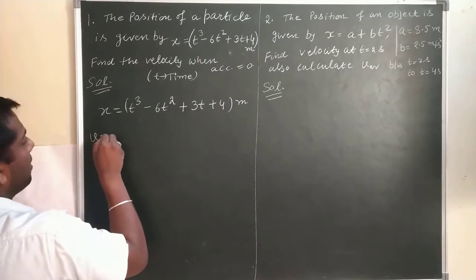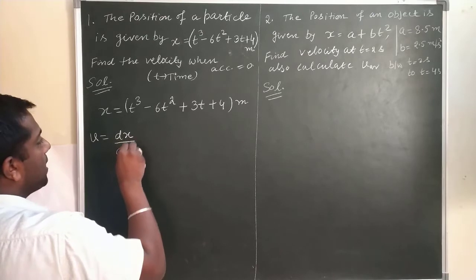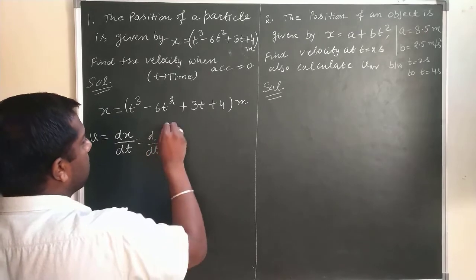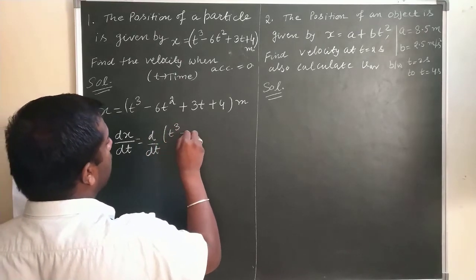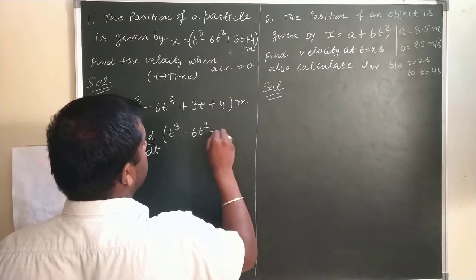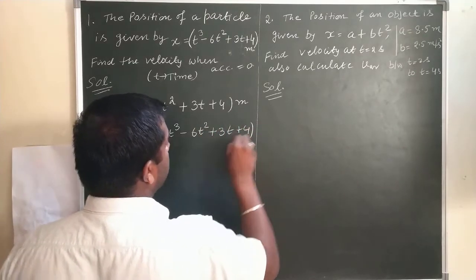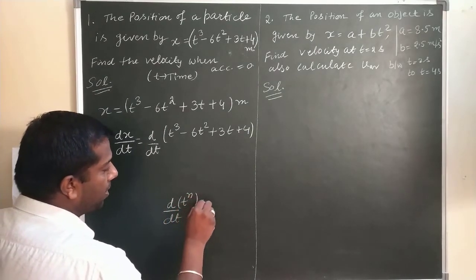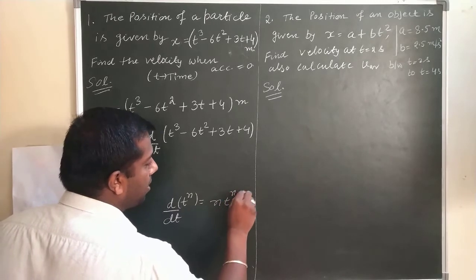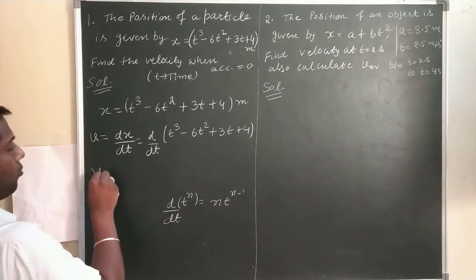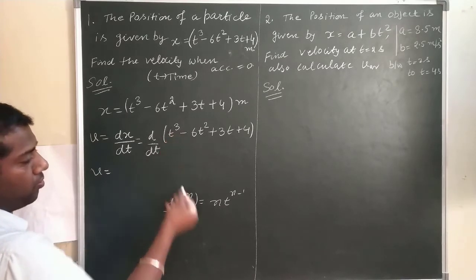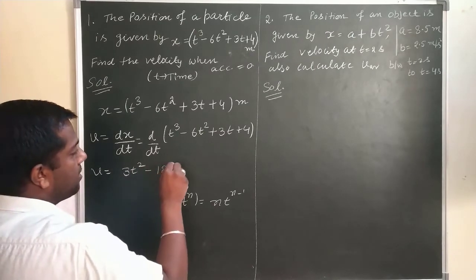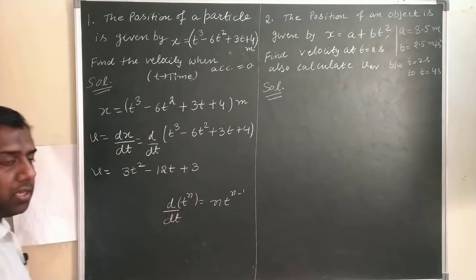Firstly, velocity is dx by dt, so we will differentiate x with respect to time. x is t cube minus 6t square plus 3t plus 4, and we will use this formulation: the derivative of t raised to power n is n t raised to power n minus 1. So velocity is 3t square minus 12t plus 3.